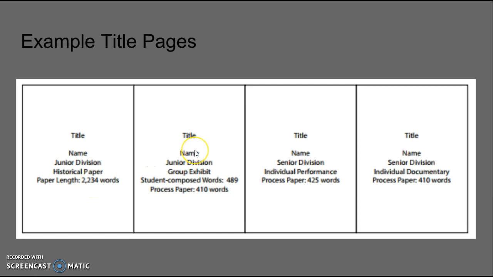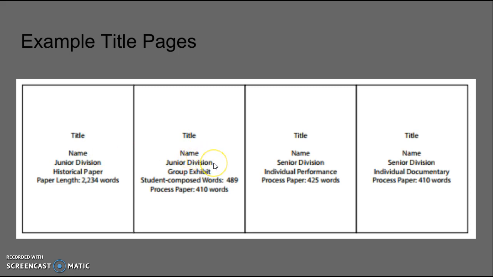Now, here's an example of an exhibit. So you have your title, name, or names. And let me back up over here. That was an historical paper. So how many people in that group? I hope you said 1. Good. All right, but over here with the exhibit, you can have up to 5 people.